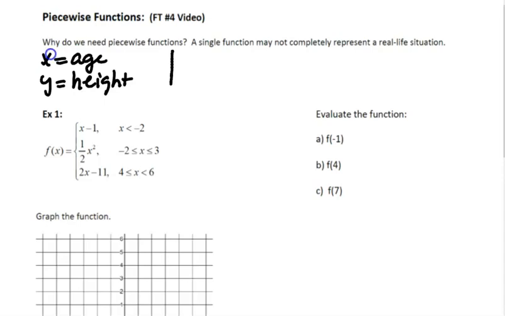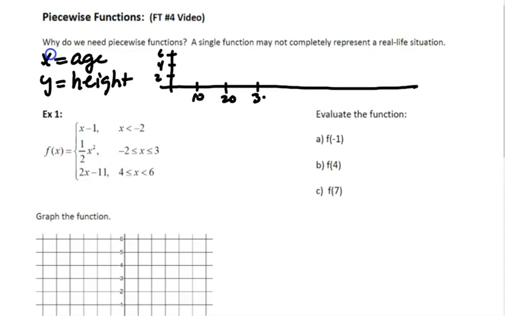So I'm going to make a little xy axis here, and maybe the height will have 2, 4, 6 feet here, and the age we're going to do 10, 20, 30, 40, 50, 60, 70, and 80.